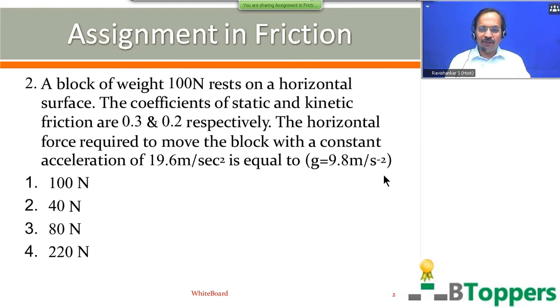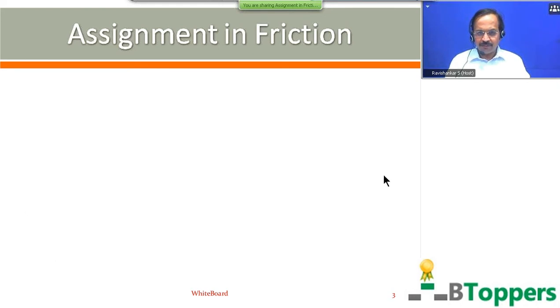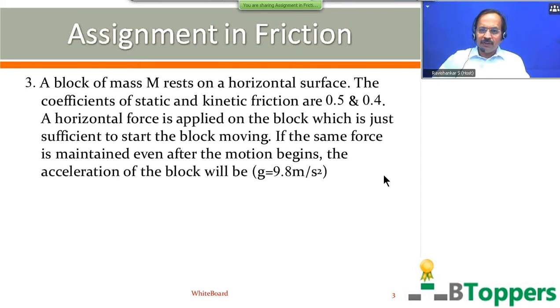In case you need more time to answer the question, you can take a pause and take more time. I'm going to show you the next question, the third question on the screen. Block of mass M rests on a horizontal surface. The coefficients of static and kinetic friction are 0.5 and 0.4. A horizontal force is applied on the block, which is just sufficient to start the block moving. The same force is maintained even after the motion begins. The acceleration of the block will be.